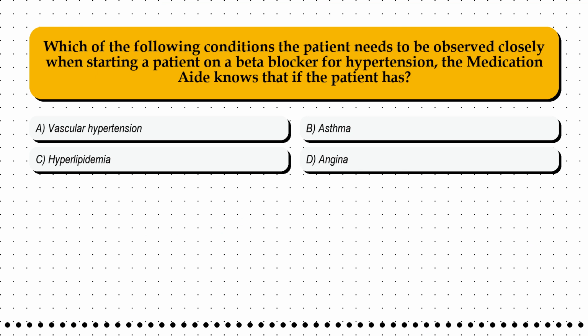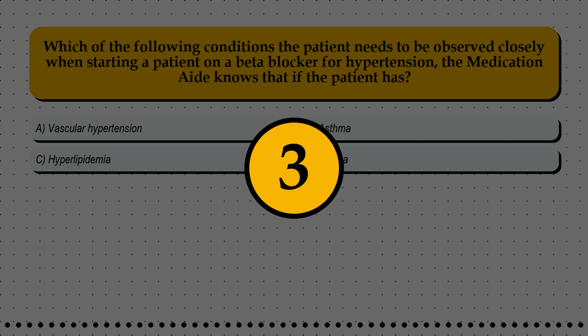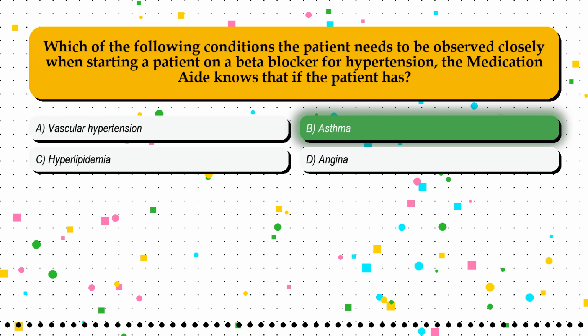Question 104. Which of the following conditions does the patient need to be observed closely for when starting a patient on a beta blocker for hypertension? The medication aide knows that if the patient has option A, vascular hypertension, option B, asthma, option C, hyperlipidemia, option D, angina. The correct answer is option B, asthma.